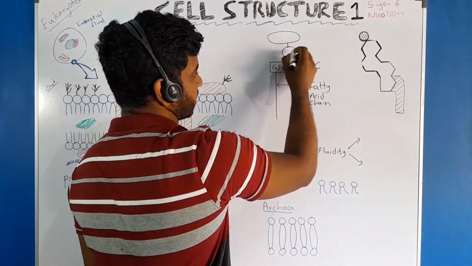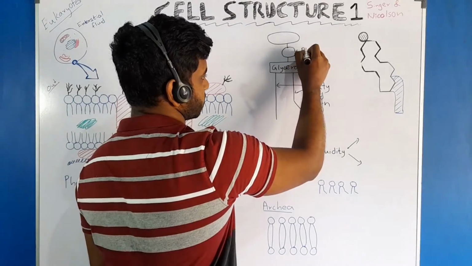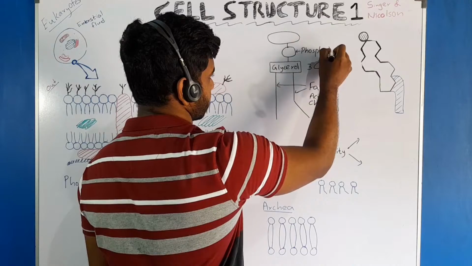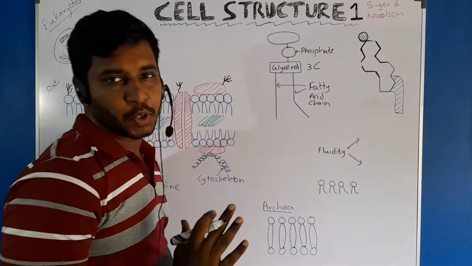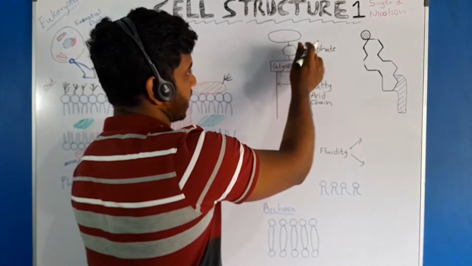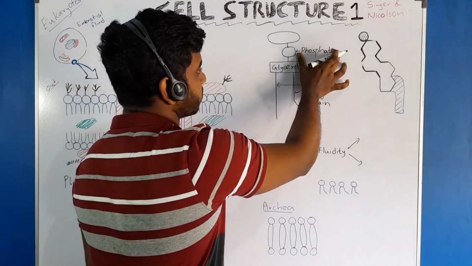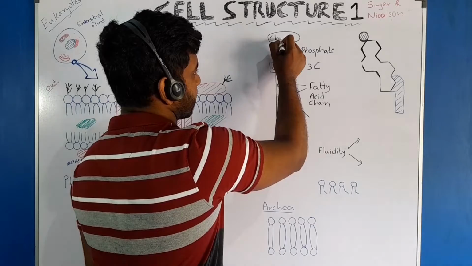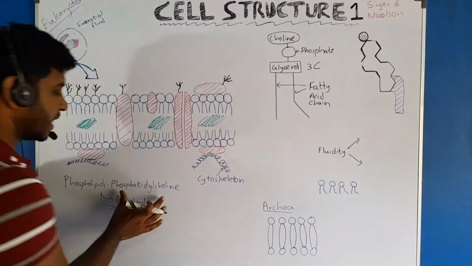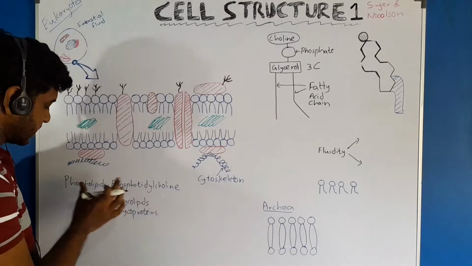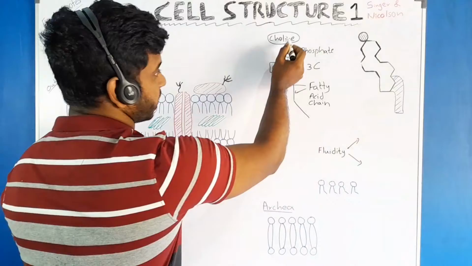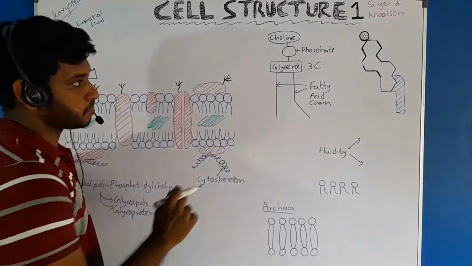Here there is a phosphate group attached to this glycerol molecule. Attached to the phosphate group, sometimes there is a choline group. In phosphatidylcholine, the commonest phospholipid in animal cells, you have this choline molecule. Okay.